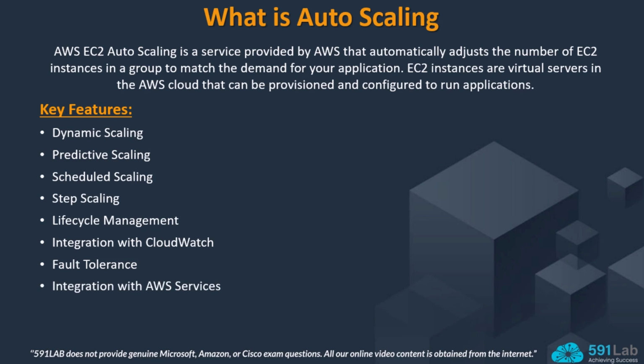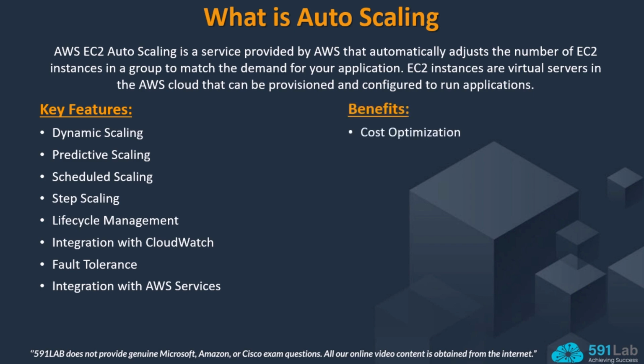Integration with other AWS services such as Elastic Load Balancer, RDS, and Amazon ECS allows for seamless scaling of multi-tier applications and microservices architectures. These features collectively enable users to optimize resource utilization, improve application availability, and automate the management of EC2 instances to meet the demand of dynamic workloads efficiently.